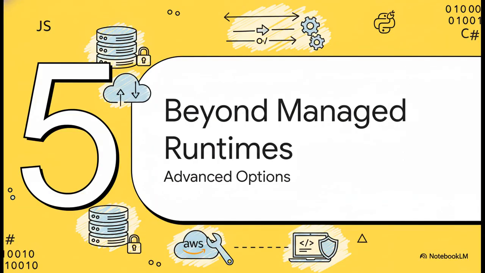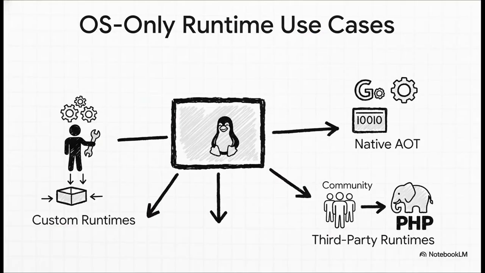All right, for our last section, let's go off the beaten path a little bit. What if you want to use a language that isn't on the standard list, like Go or Rust or even PHP? Well, that's where OS-only runtimes come in. These OS-only runtimes, with names like provided.al2023, basically give you a clean, bare-bones Amazon Linux environment where you can run, well, almost anything you want. It's awesome for languages that compile down to a single binary. It's what allows cool community projects to bring languages like PHP to Lambda, and it gives you the ultimate power to just build your own custom runtime from the ground up.